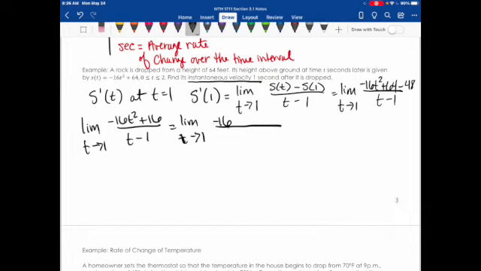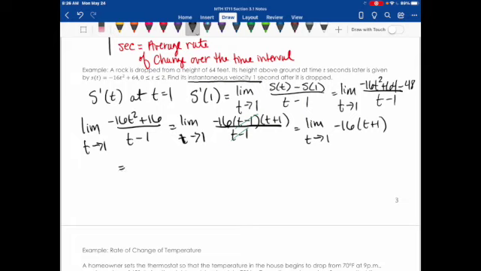On the top, I can factor out a negative 16, and then I'm left with t squared minus 1, which can be additionally broken down into t minus 1, t plus 1. So I've completely factored the top, and I'm left with t minus 1 in the denominator. Now, I have t minus 1 over t minus 1. I can get rid of that and clean this up a little bit more and say the limit as t approaches 1 of negative 16 times t plus 1.